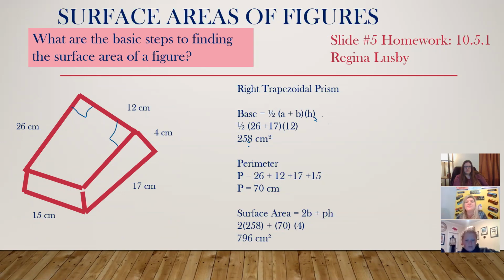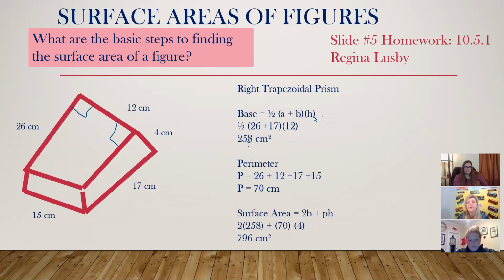Okay, so in order to find that, this is a right trapezoidal prism. We're going to go back again, and it's all about those formulas. The first thing we have to do is find the base, and we have a formula for that: 1/2 times (A plus B) times the height. We'll plug our figures in and get the answer.